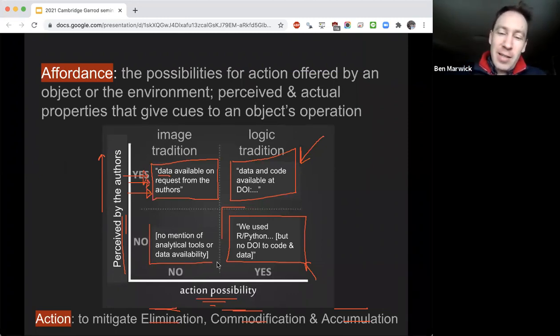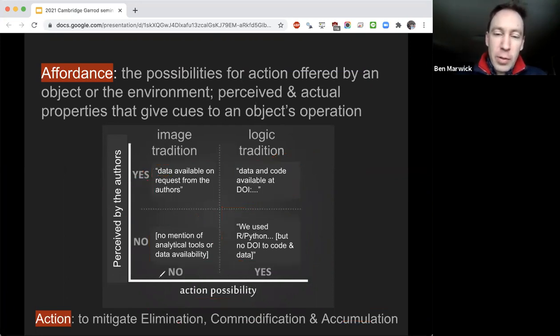And finally, down here, this is the nothing quadrant. There's no mention of what the potential is, what the action possibility is, and there's no evidence of whether or not the authors have perceived anything. So this is how I'm linking the Galisonian logic device and the affordances that they offer to the kind of actions that we're interested in here, to give decolonizing potential, especially with regard to how archaeologists behave around their data sets.